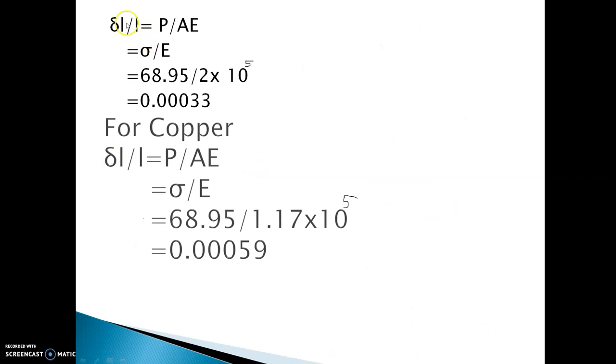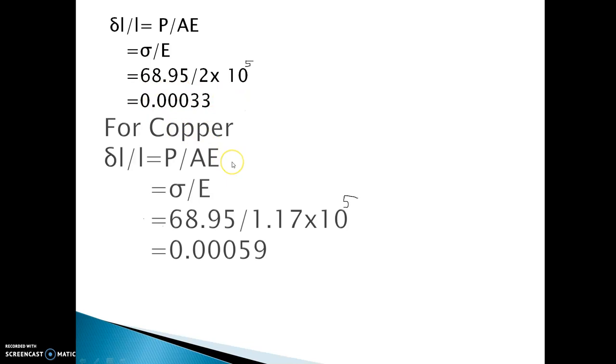Tensile stress sigma is equal to 68.95 Newton per millimeter square. So you can find out the unit elongation, or elongation per unit length, as delta L by L is equal to P by AE. Stress is given as 68.95. So we can substitute stress as 68.95 divided by 2 into 10 raised to 5, the Young's modulus of elasticity. So you'll get the strain as 0.0033. We have substituted this in Newton per millimeter square. Strain is a unitless quantity.